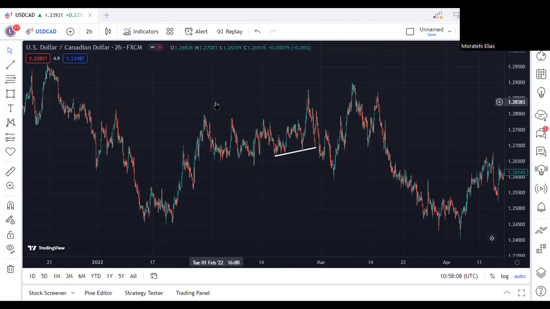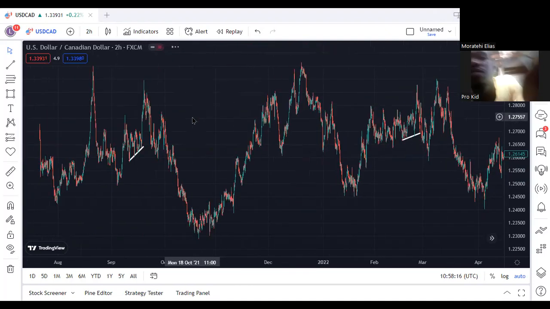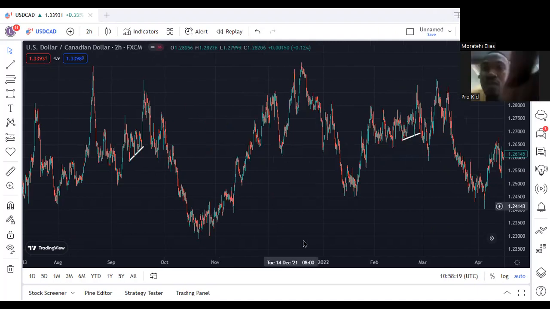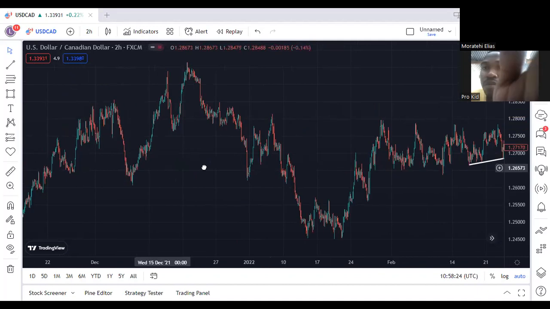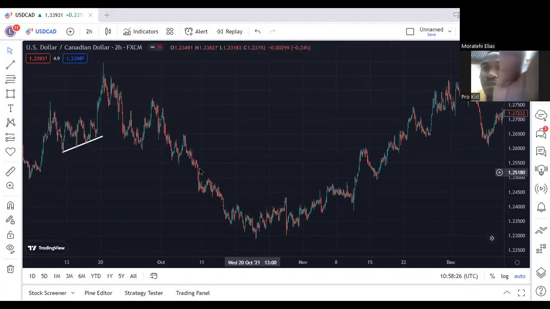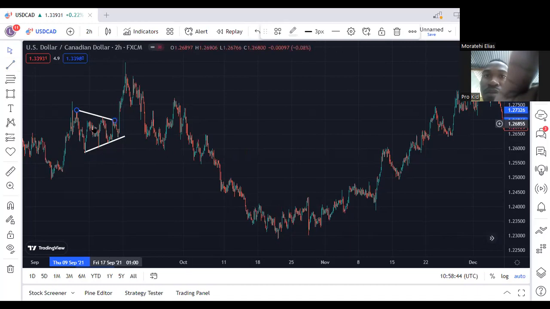Let's go back again and look for another opportunity. Look at this. First time, second time, third time. The third time, this is where you're going to buy. As you bought this one, the market went up, and then there's a trend line again on top. It's a sell. Hope you can see it.